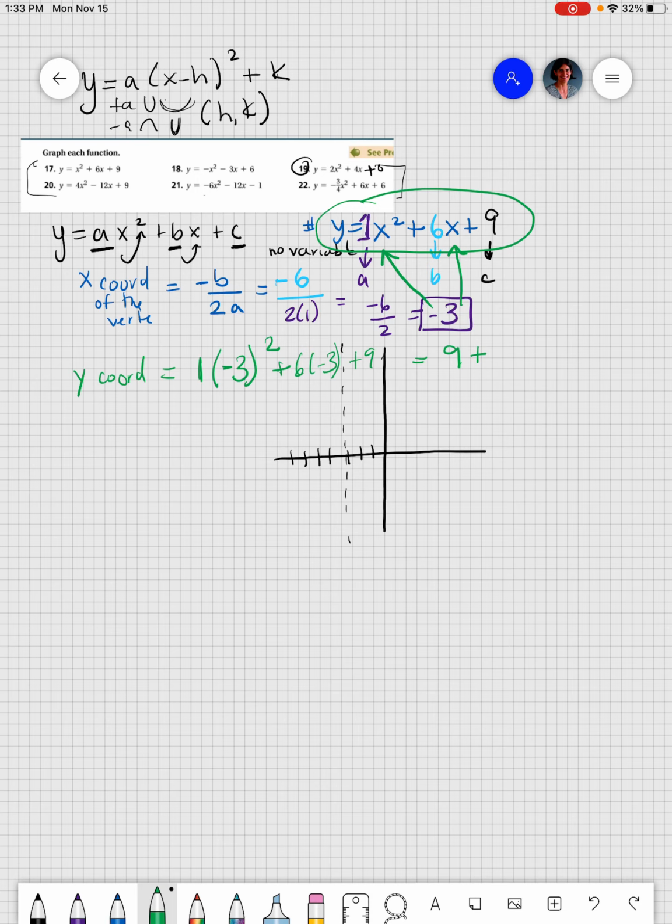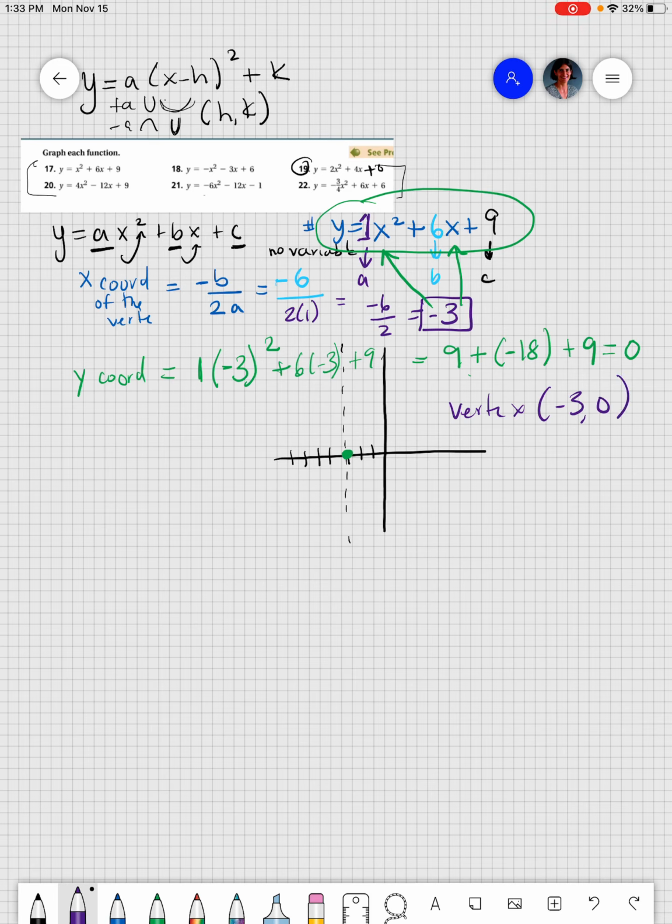Plus 6 times negative 3, so that's plus a negative 18 plus 9. Oh, that's kind of nice. 9 plus 9 is 18. Negative makes it 0. So it tells me that my vertex is at negative 3 comma 0. And I put that on there.